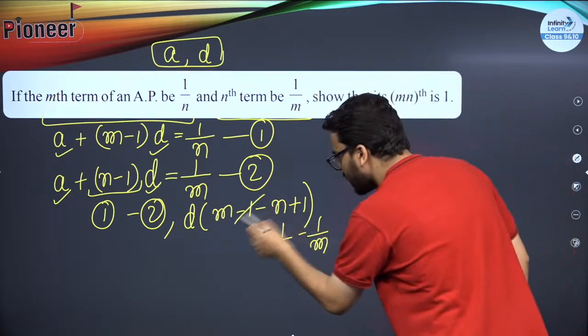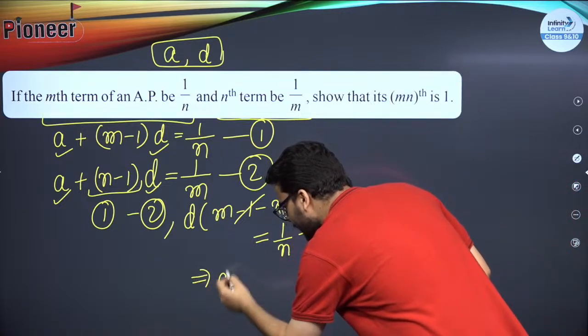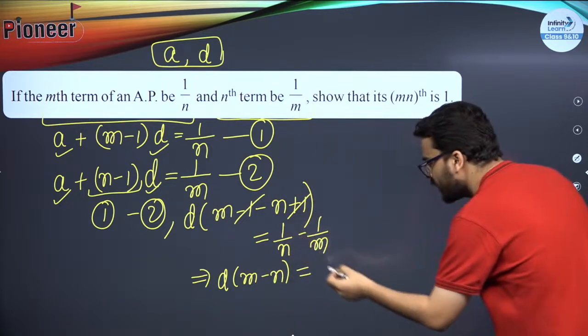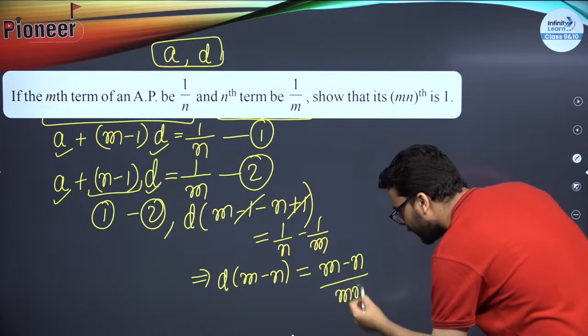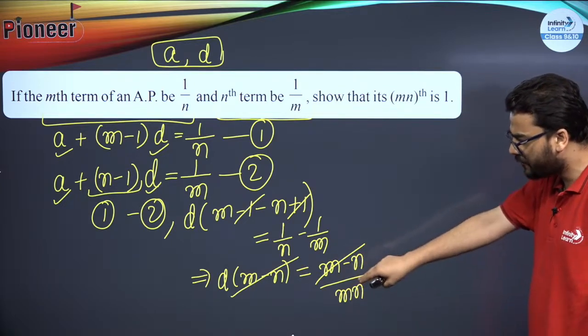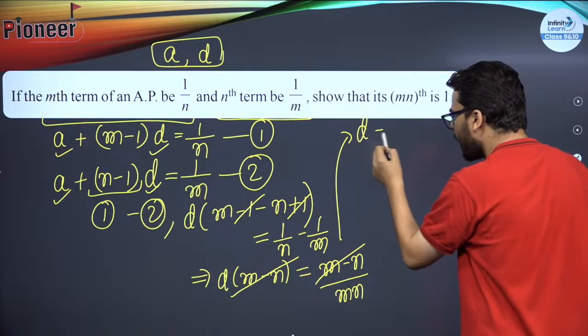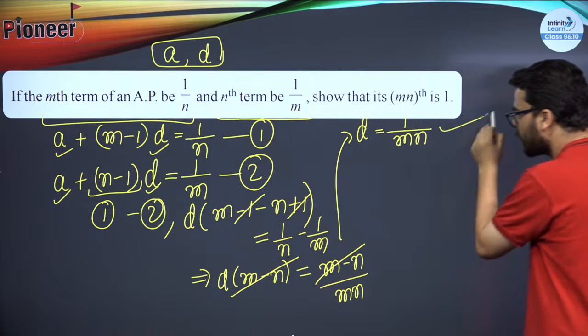So, you see we can cancel out this thing over here as well. So, you see inside the bracket you have got D into m minus n. And if you take the LCM of the denominators over here, you are going to get m minus n upon mn. So, you see m minus n and m minus n will be cancelled out. So, what is the common difference of this AP, guys? The common difference of this AP in terms of m and n is 1 upon mn. This is the common difference, correct?